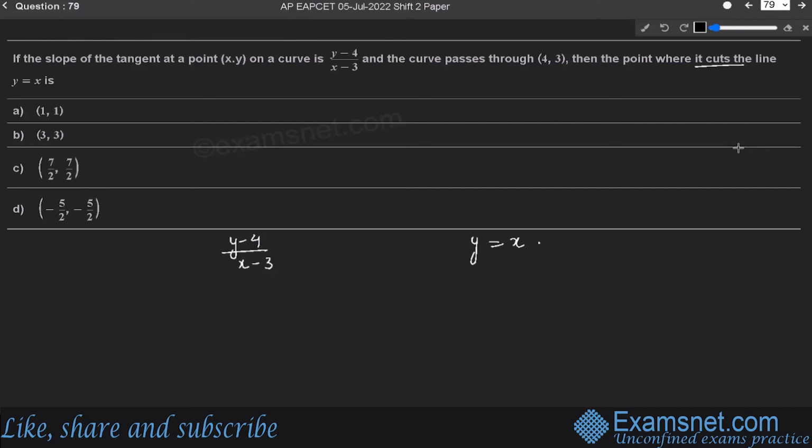So let us check all the points. First option is 1 comma 1. So it will be 1 minus 4 upon 1 minus 3. It will be equal to minus 3 upon minus 2, which is equal to 3 by 2. But it is not equal to minus 1, so it is not correct. Second option is 3 comma 3. So it will be 3 minus 4 divided by 3 minus 3. So it will be equal to minus 1 upon 0, which is equal to infinity. So we can say that this is also not a correct option.